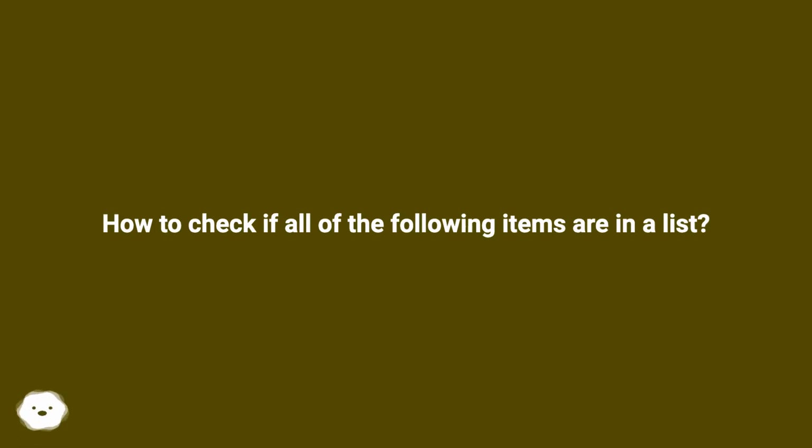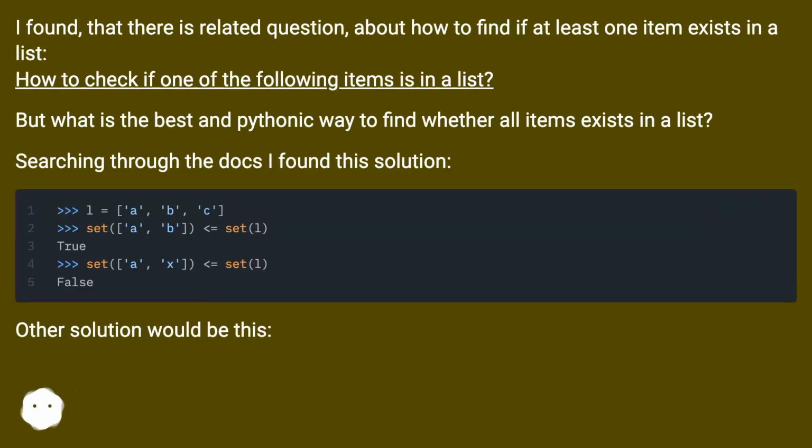How to check if all of the following items are in a list. I found that there is a related question about how to find if at least one item exists in a list. How to check if one of the following items is in a list. But what is the best and Pythonic way to find whether all items exist in a list? Searching through the docs, I found this solution.